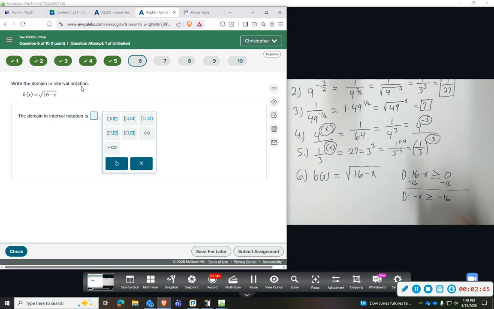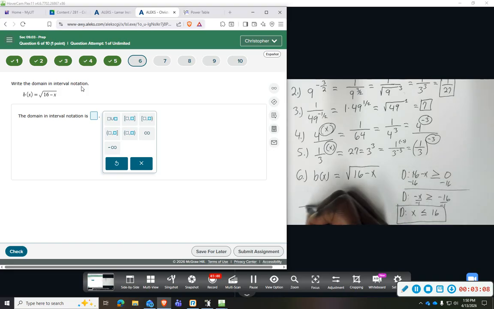Can't have a negative x, so we're going to divide by negative 1. In doing so, we get domain, and negative divided by negative is positive. Now, since we changed signs, this inequality sign also flips, and that would be 16. So we get x has to be less than or equal to 16. And so here's my domain.